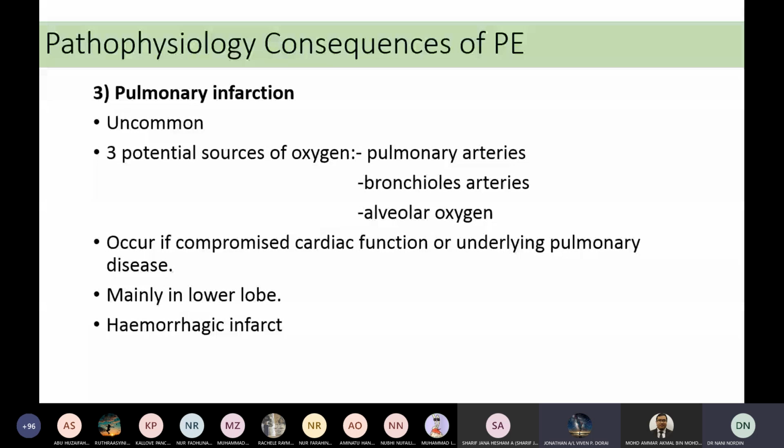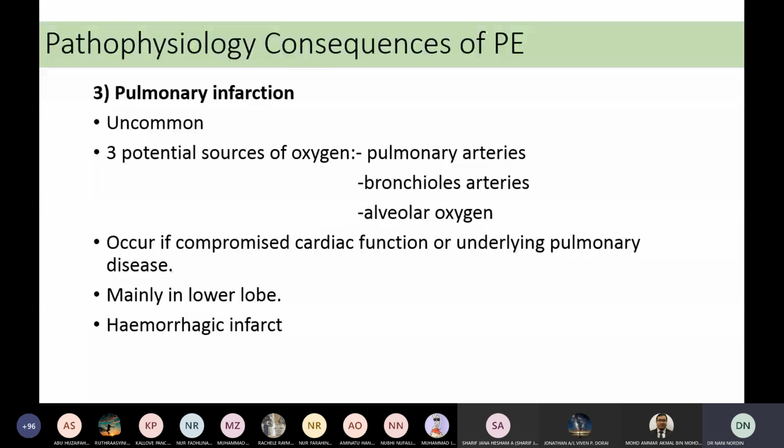Because of gravity. Usually if you have a decrease in supply, it will be affected by gravity. So if it were to occur, it usually occurs in the lower lobe. Of course, it can occur anywhere in the lungs, but mainly in the lower lobe, and it will occur in the form of hemorrhagic infarct.